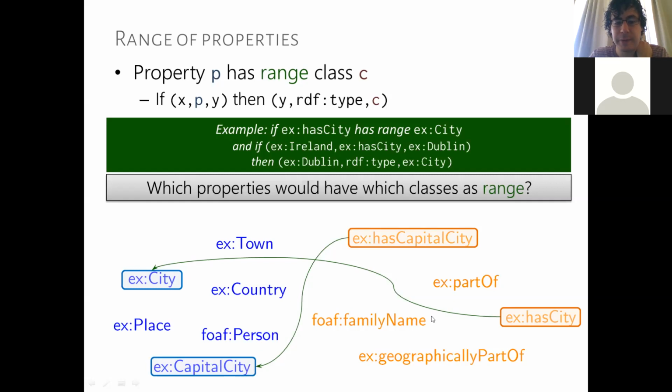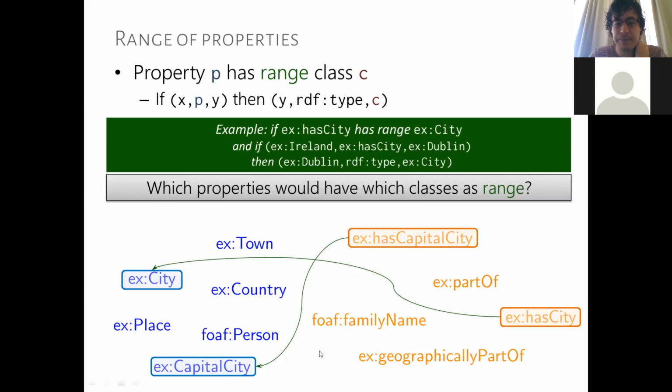Okay. What about part of? We have the same problem for part of as we have for domain. The value of part of could be a town, a country, could be maybe a person. I don't know what the subject would be in that case. Maybe a couple or something like that, or a group. So it could be a value of any of those types. But if we connect this property to all of those types, then we would infer that every value of part of is a town, a city, a country, a place, a person, and a capital city, which is not what we want. So we're going to have to return to that later.